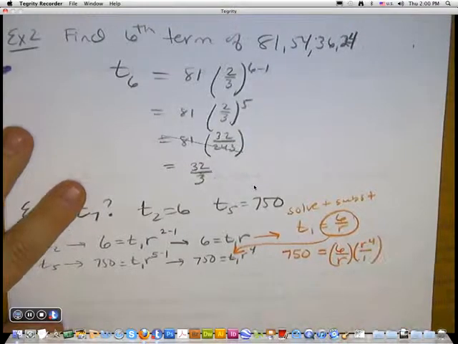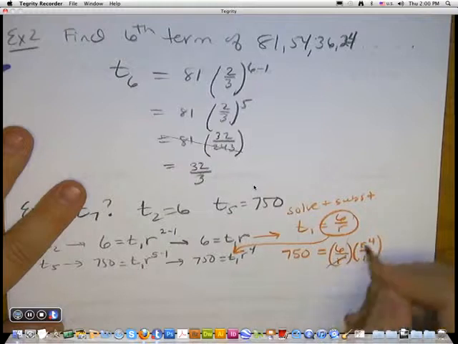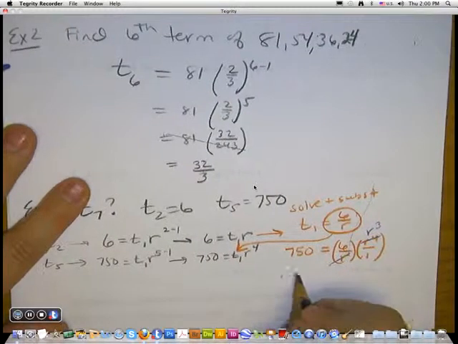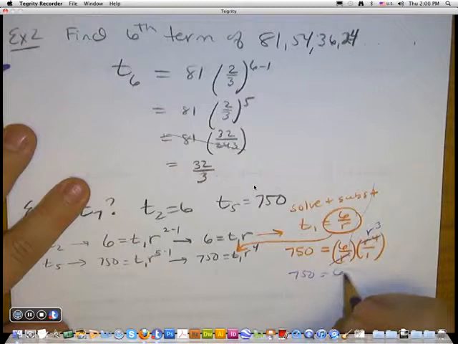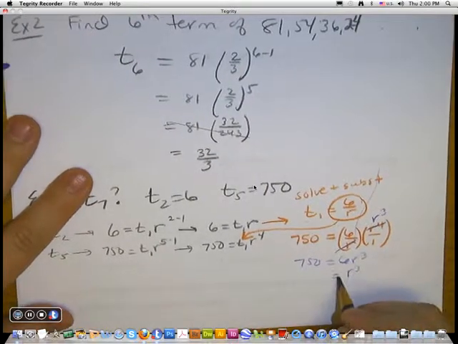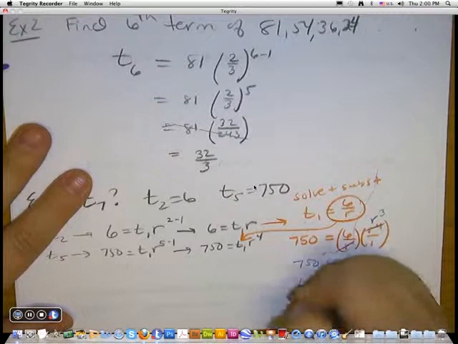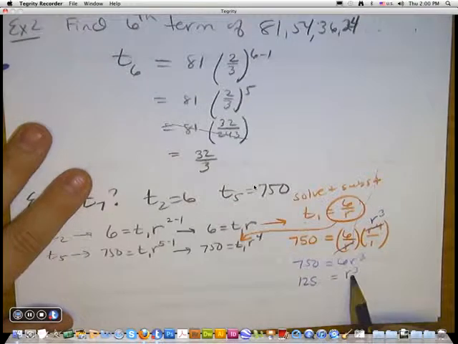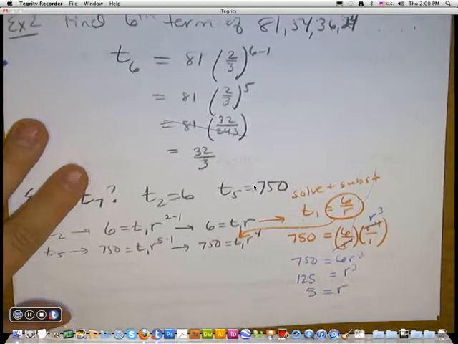Well, we get to reduce the R⁴. So we have 750 is 6R³. Divide by the 6. So 750 divided by 6 is 125. In order to get rid of a cube, we cube root. We find the ratio is 5.